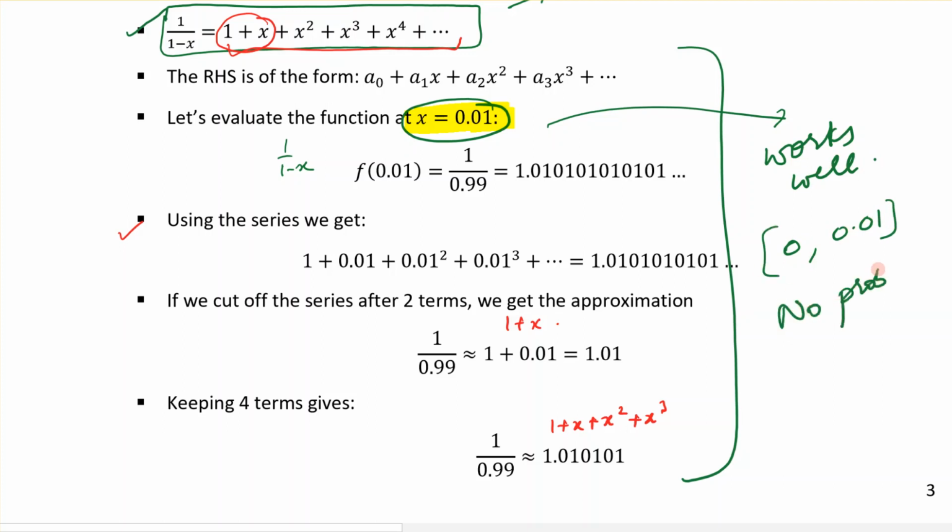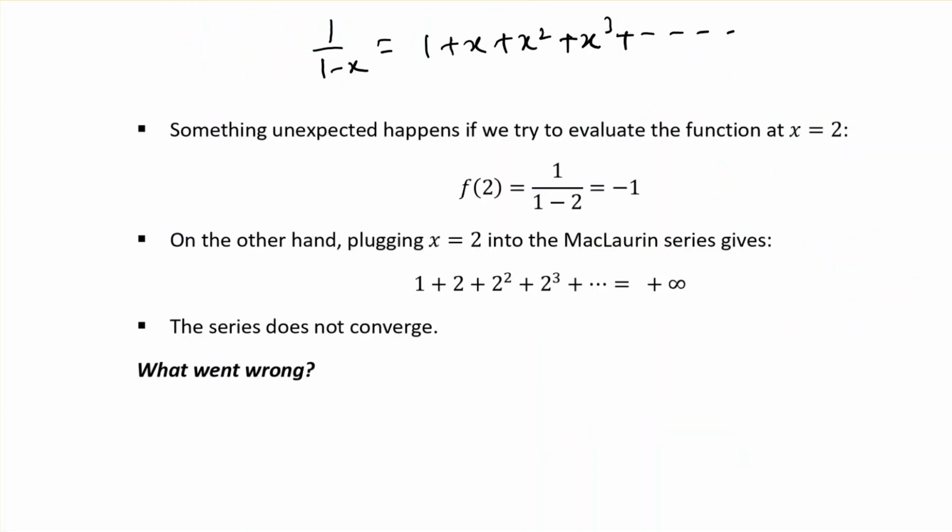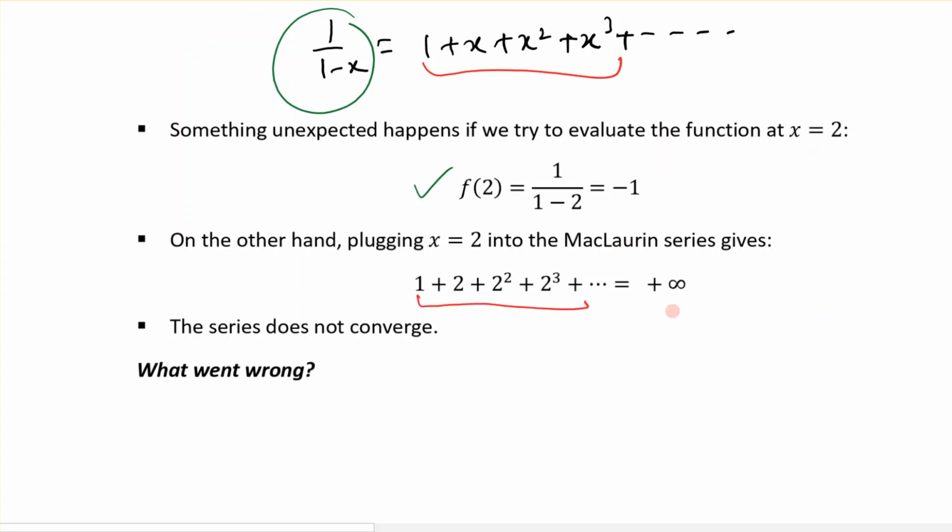Let's try to use this series to evaluate the function at x = 2. If we plug in the value on the left hand side, we get 1/(1 - 2) = -1. But if we plug in the value 2 in the right hand side of the series, we get plus infinity. So the series does not converge, but the original function gives us the value -1. So what went wrong? Why didn't this work?